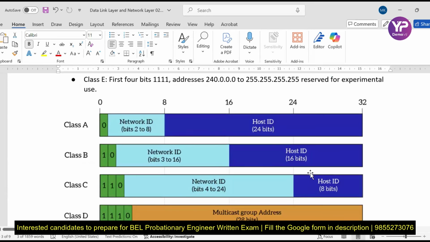Sir, can we expect something like numericals, like how many IP addresses there will be, the number of hosts, and that kind of calculation? I don't think so. You are required to learn these things, but still we will discuss it tomorrow, okay?